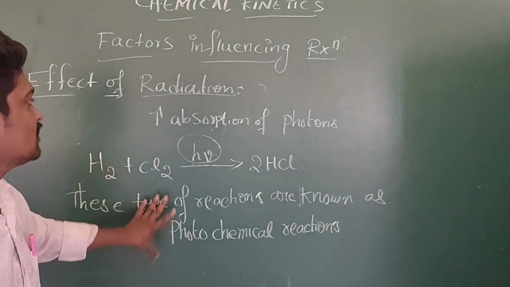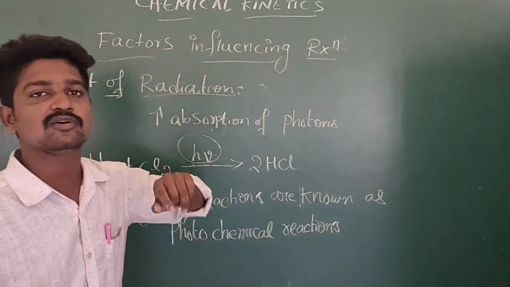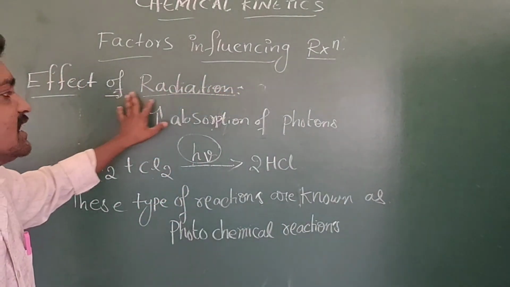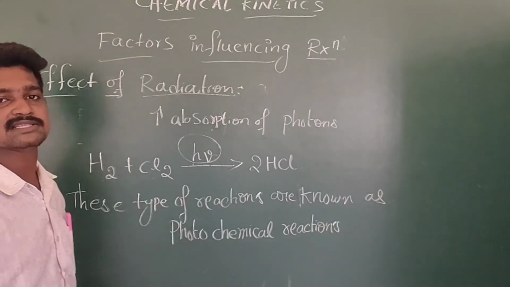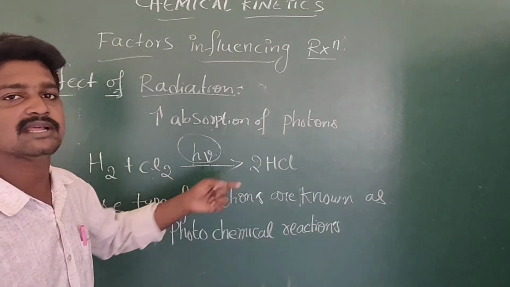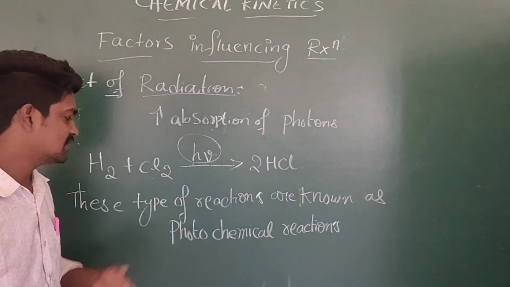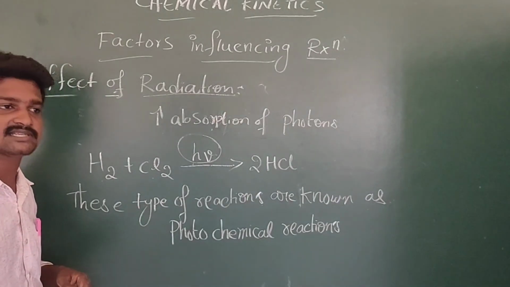So this is involved in the factors influencing rate of reaction. So effect of radiation is nothing but the absorption of photons in the reaction gives the product as early as possible. Such types of reactions are known as photochemical reactions.